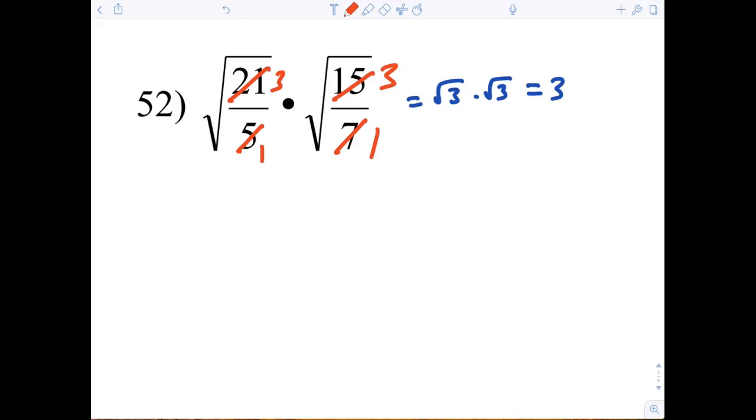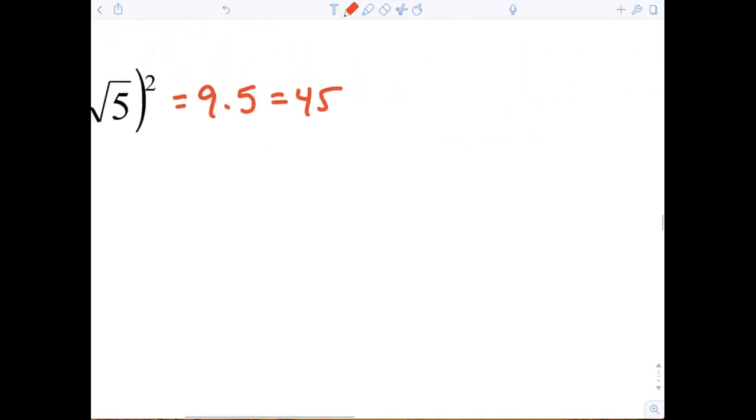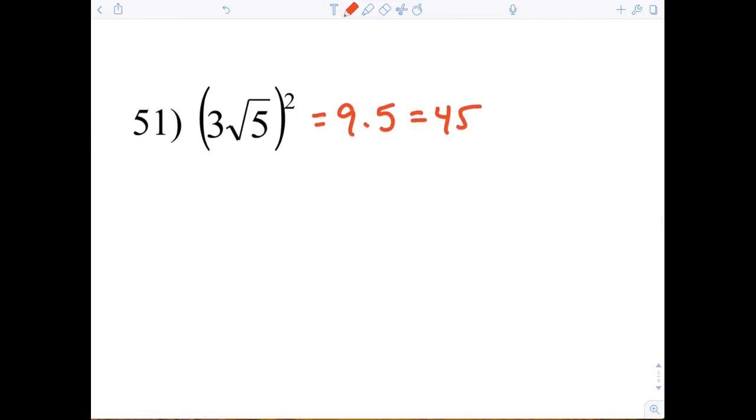3 radical 5 squared equals 9 times 5, right? Which equals 45, but it's squared. Why is it still 45? That's what I'm saying. Right? You sure? Okay.